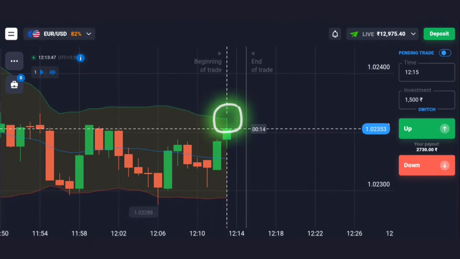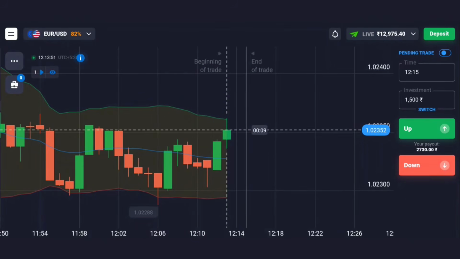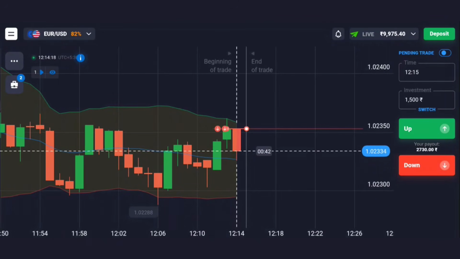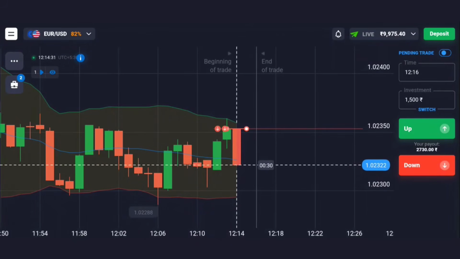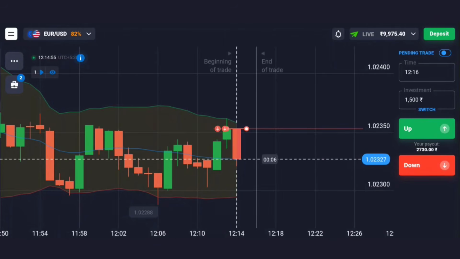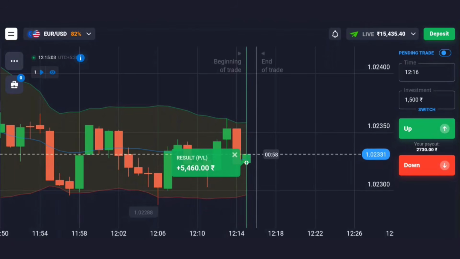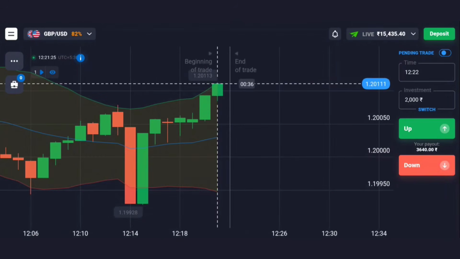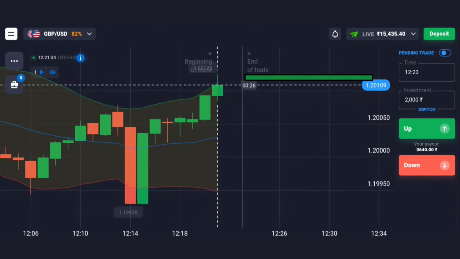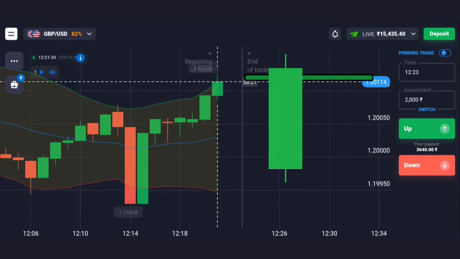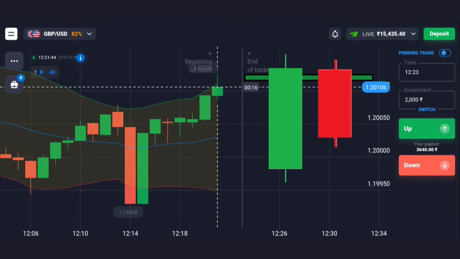Here the candle already touches the top line, so there is a high chance for it to reverse. So, we can place next candle down. The current candle already touches the top, so we can place the next candle down, because there is a high chance for it to reverse.